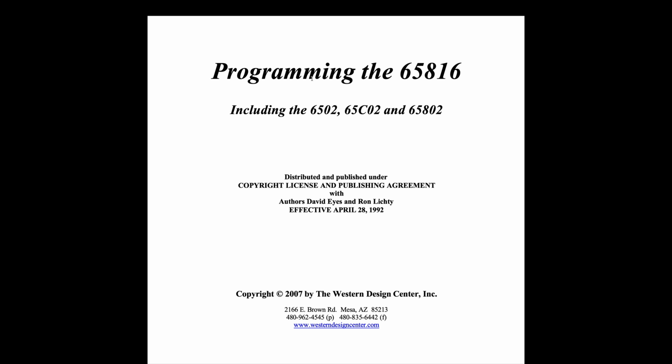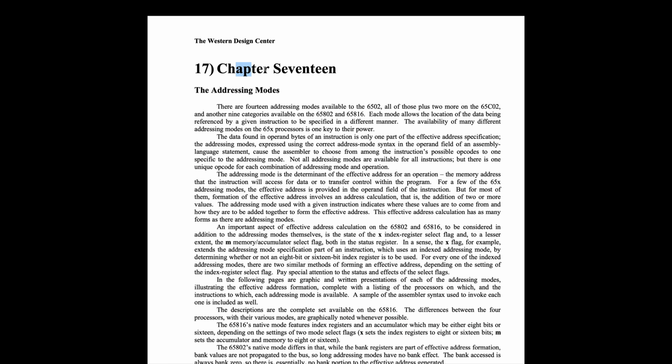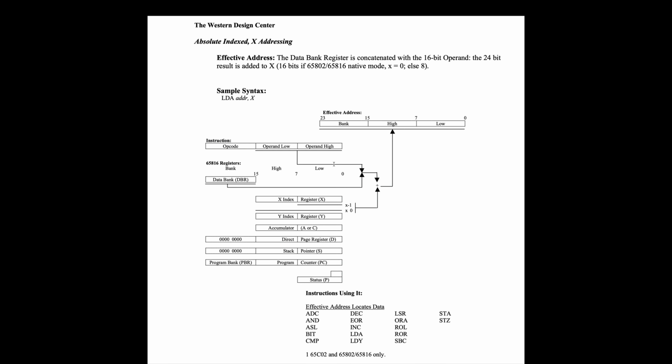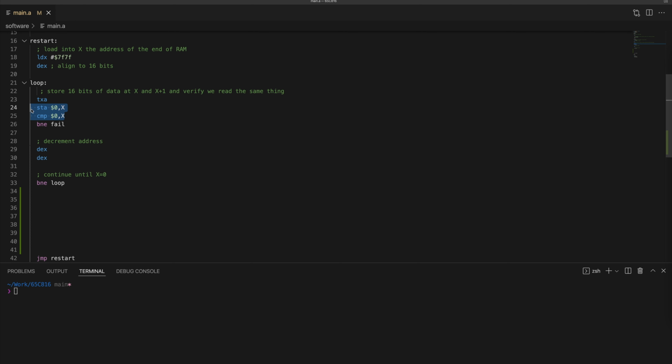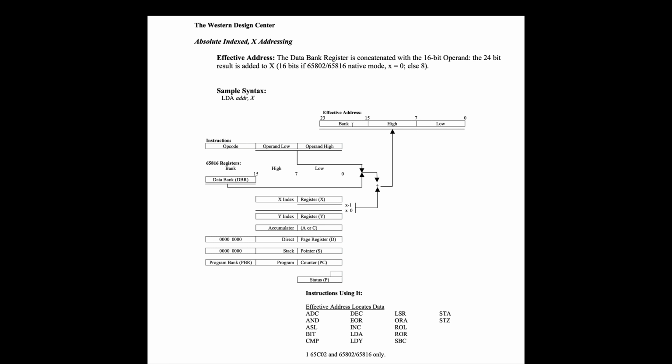And if we look at the 65C816 programming manual from Western Design Center, in chapter 17, the addressing modes, you can find a diagram for the absolute indexed X addressing that we are currently using for the existing loop. And you can see that we can generate an effective address that contains a bank if we change the data bank register. So it says the data bank register is concatenated with the 16-bit operand, and the 24-bit result is added to X.